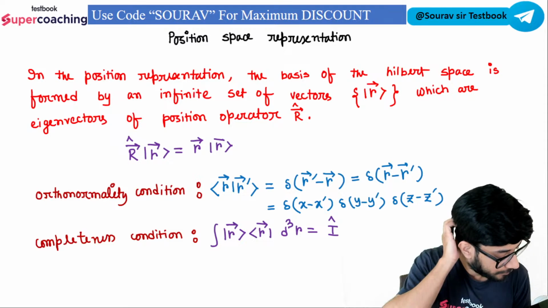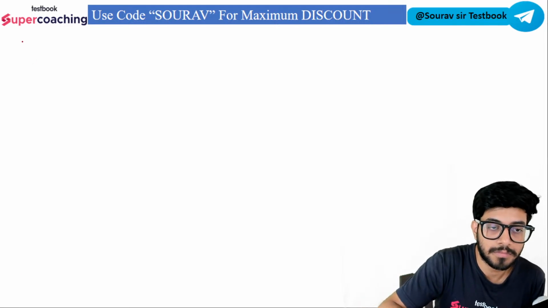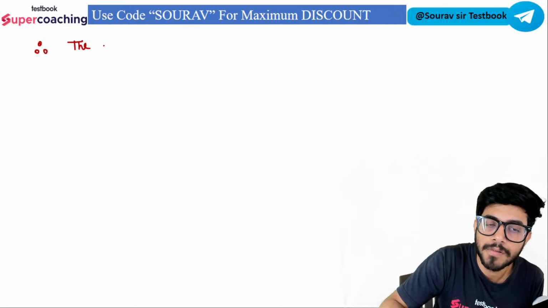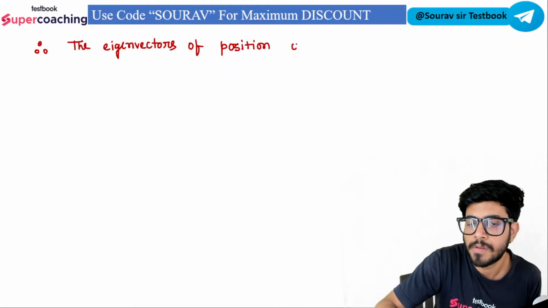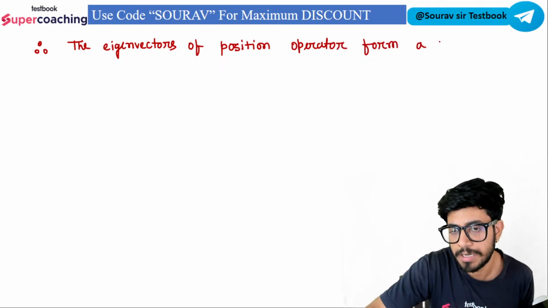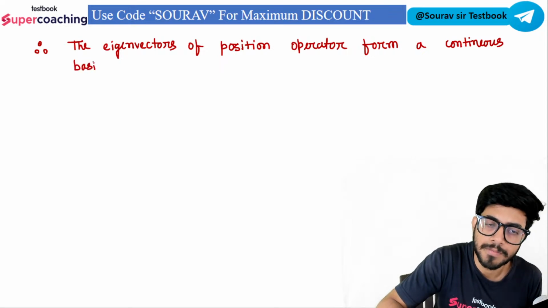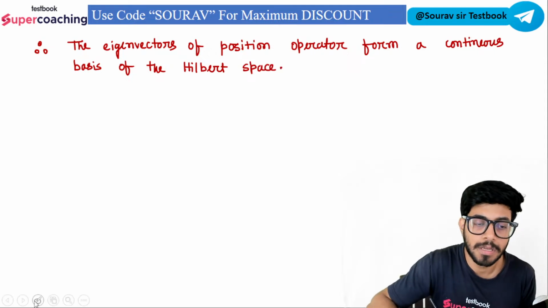Now, apart from this, the eigenvectors of the position operator form a continuous basis of the Hilbert space.